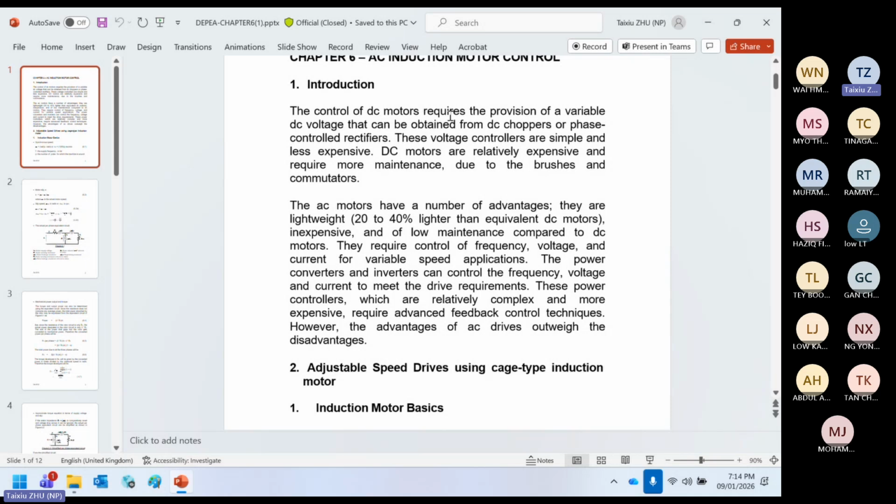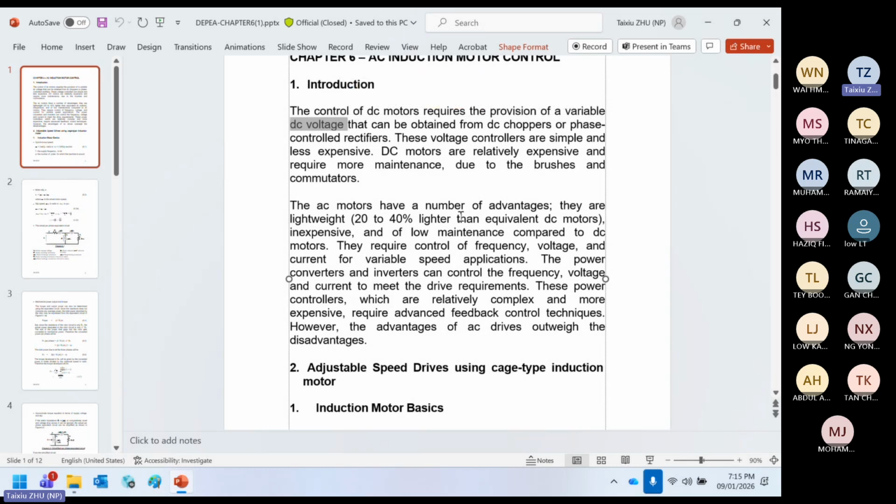You see here, the control of DC motors requires the provision of variable DC voltage. This is interesting when you control a DC motor, because we don't have an experiment on DC motors; you will have it next semester. That means you change the voltage applied to the DC motor, then the DC motor speed will change accordingly.